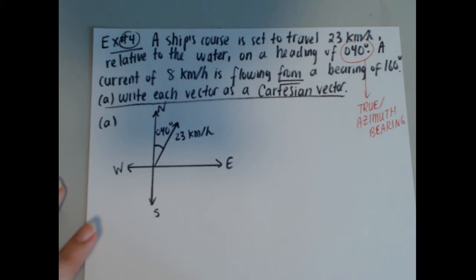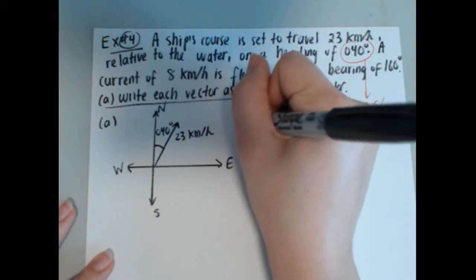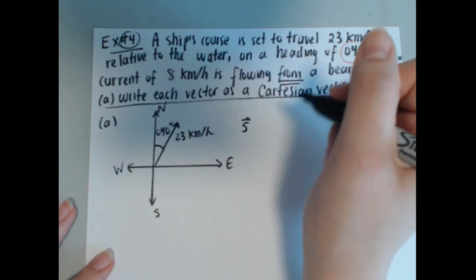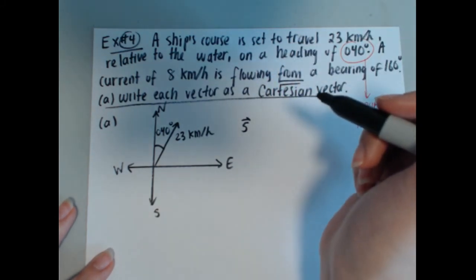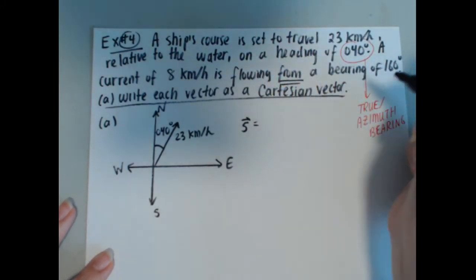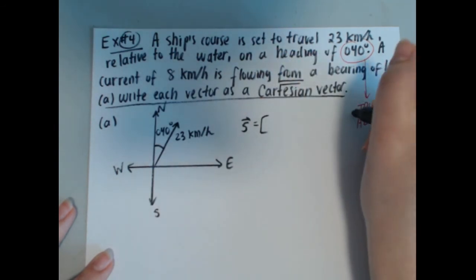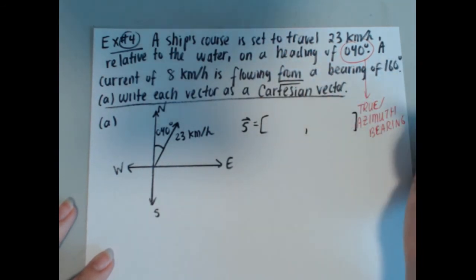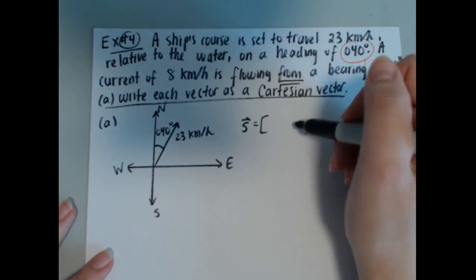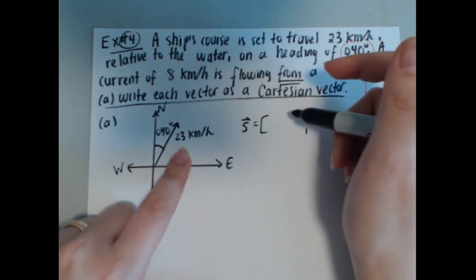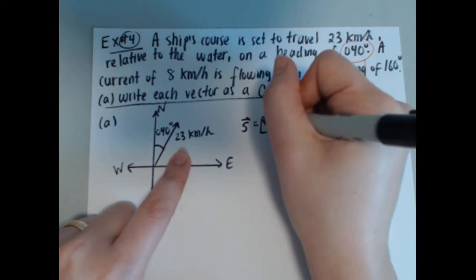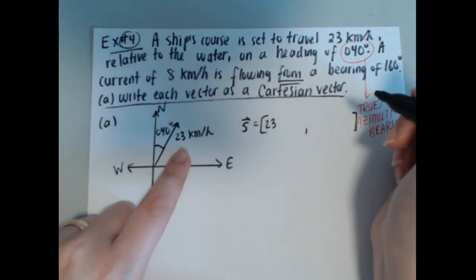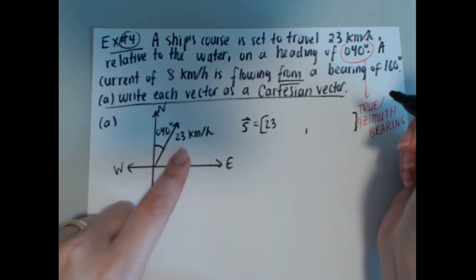Okay. Since this is the ship moving, I'm going to call this vector S. You can call it whatever you like. It's a vector, so I have to put the symbol on top. And I know that the Cartesian vector is going to have an x component and a y component separated by a comma. Okay, so the x component is the magnitude, which is 23, and it's going to be 23 times cosine of the angle. This is where you got to be a bit careful.